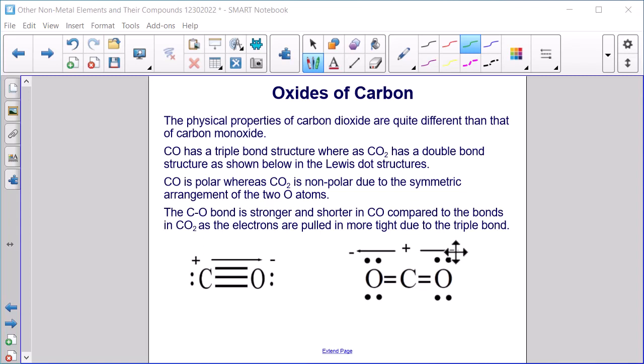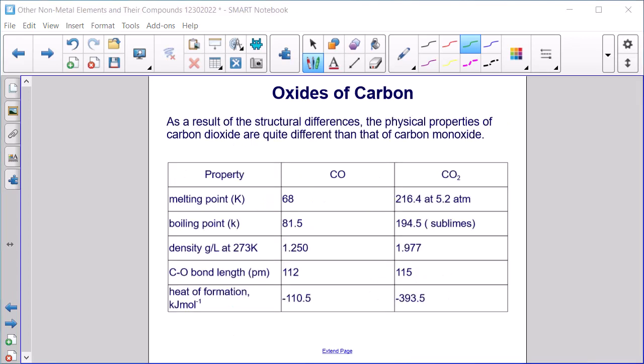The carbon-oxygen bond is stronger and shorter in carbon monoxide compared to the bonds in carbon dioxide because the electrons are pulled in more tightly due to the triple bond. As a result of the structural differences, the physical properties of carbon dioxide are quite different than that of carbon monoxide. You can look at the huge difference in melting point and boiling point, density, the shorter bond length of the triple bond, and a great difference in heat of formation.